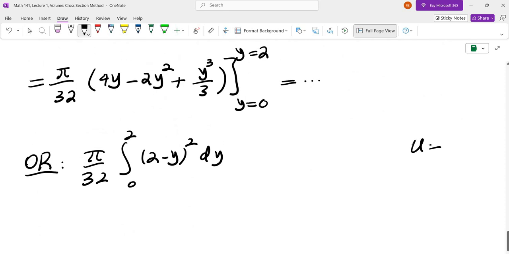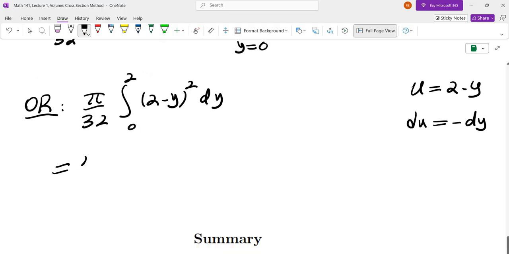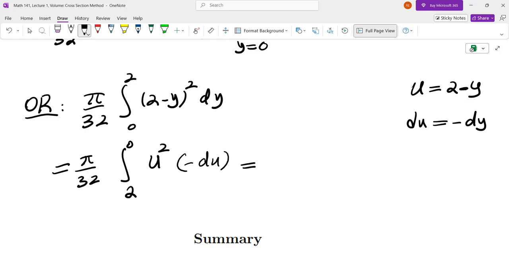Do a u substitution. u equals 2 minus y. That gives us du equals minus dy. So this becomes pi over 32 integral of u squared, and dy is negative du. And the limits of integration are going to change. When y is 0, u is 2. When y is 2, u is 0. And this is easier to integrate. This is minus pi over 32, and then u cubed over 3 from 2 to 0.